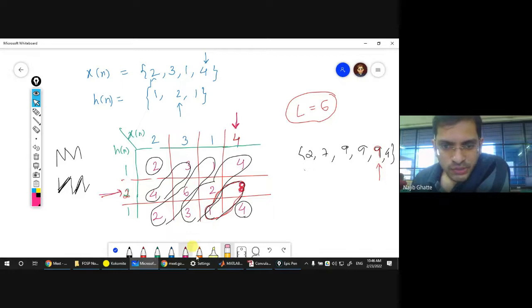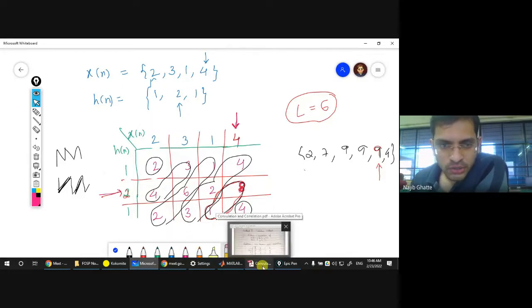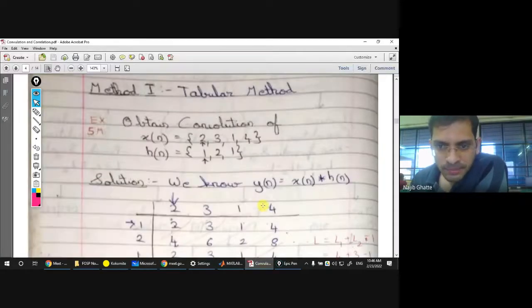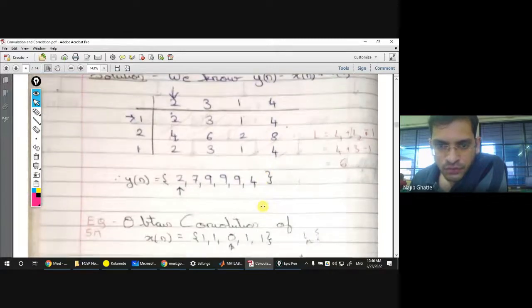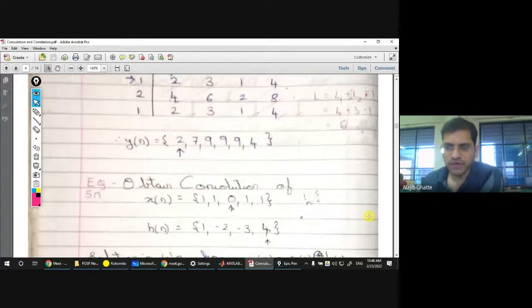So have you understood this? In order to understand this particular question and this concept, I have taken another example for you. Can you help me with this question, sir? Fast. 1 1 0 1 1 1 minus 2 minus 3 4. What will be the number of elements in the final answer? How many elements will be there?